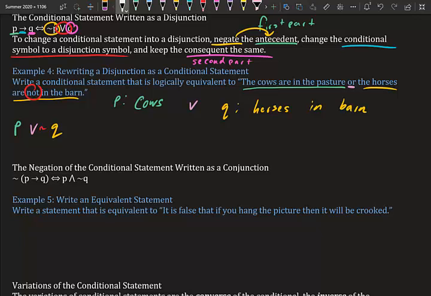So what we're given is this part right here. So we want to go to P if then Q. So let's write this sentence as, oh, I forgot to tell you something.